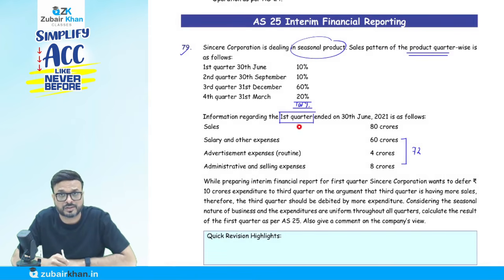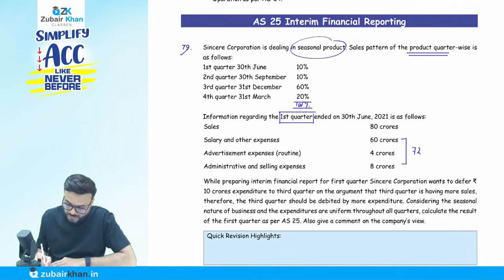Information regarding the first quarter, 30th of June 2021, is as follows. They have sales of 80 crore. They have salary and other expenses 60 crore, advertisement expenses 4 crore, and administrative and selling expenses 8 crore. The total expenses that they have is 72 crore and the sales is 80 crore. 80 minus 72 will come to 8 crore. That is the profit that they have.